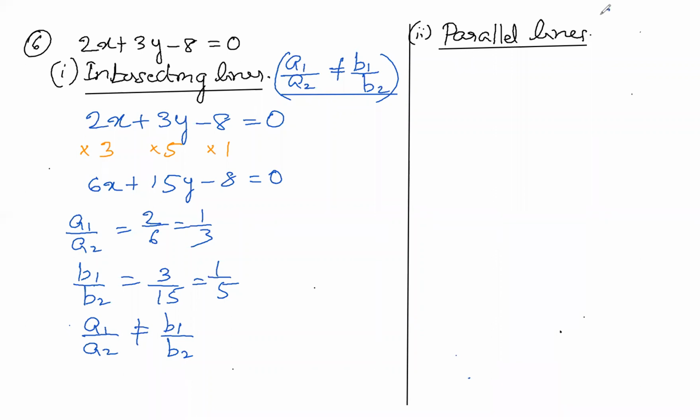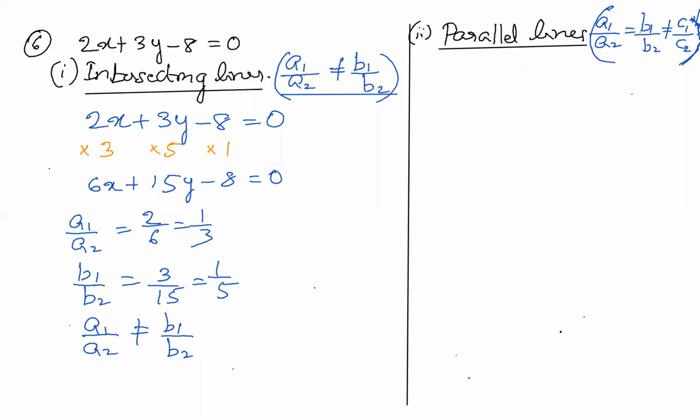A1 by A2. Angela, are you listening? A1 by A2 is equal to B1 by B2, not equal to C1 by C2. Very good. So this is the condition: A1 by A2 is equal to B1 by B2 is not equal to C1 by C2. That means for the first two coefficients you will multiply the same number and a different number for the third coefficient.